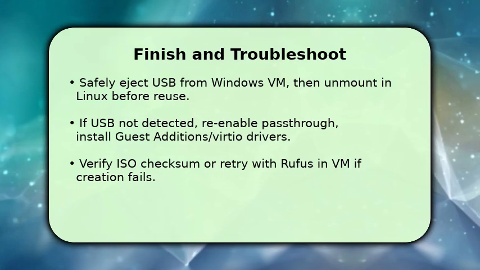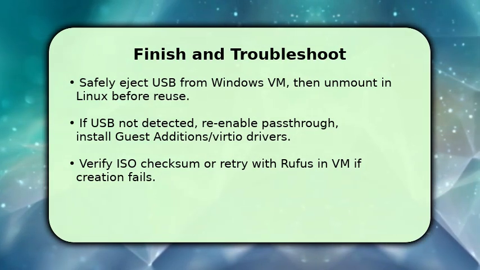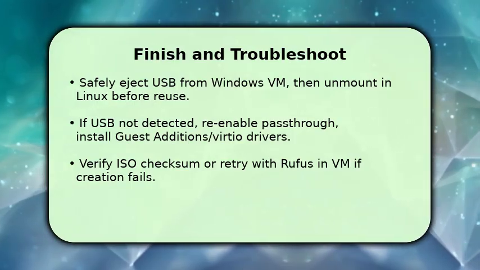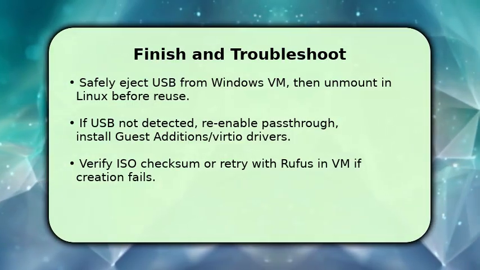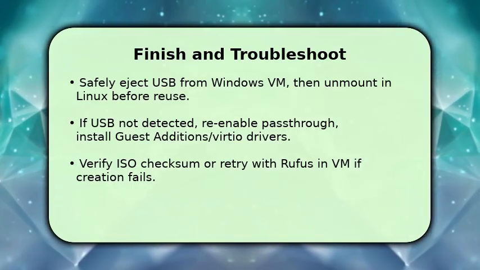As a key troubleshooting tip, verify the resulting media by booting it in the VM or checking ISO checksums. If creation fails, rerun the tool or use Rufus inside the same VM for alternate writing modes.